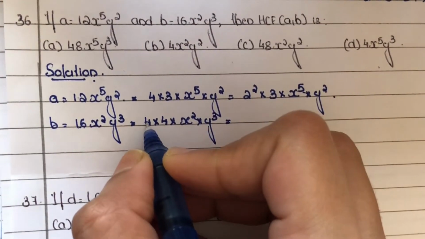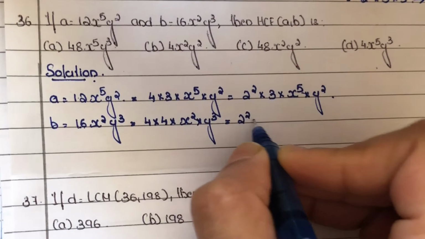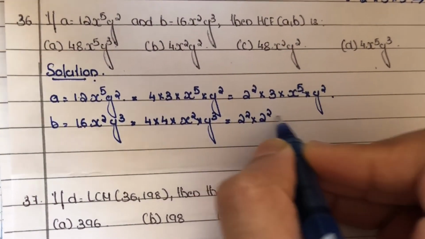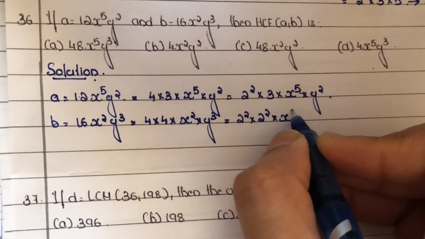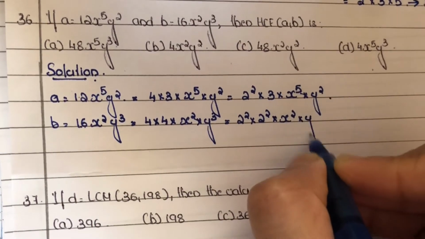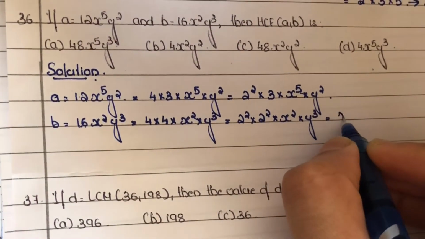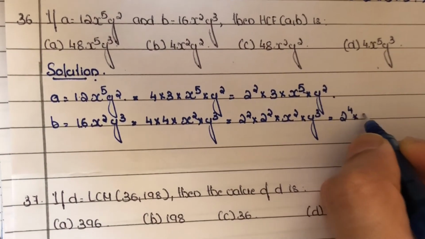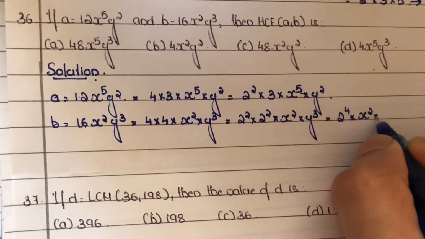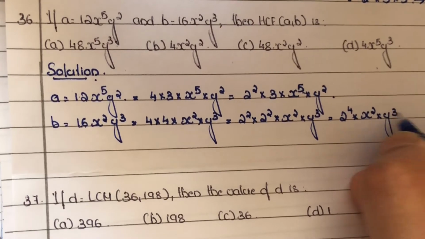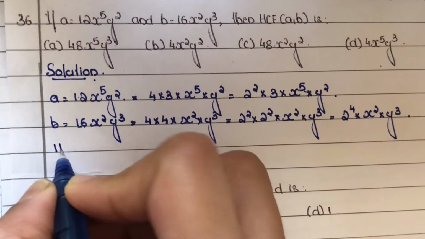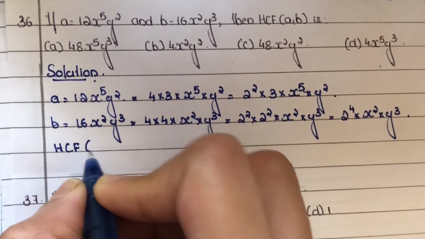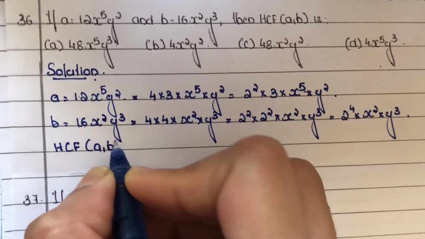Now 4 is 2 raised to 2 into 2 raised to 2 into x square into y cube. That is equal to 2 raised to 2 plus 2, 4. 2 raised to 4 into x square into y raised to 3. Now the question is to find out the HCF of A comma B, right?